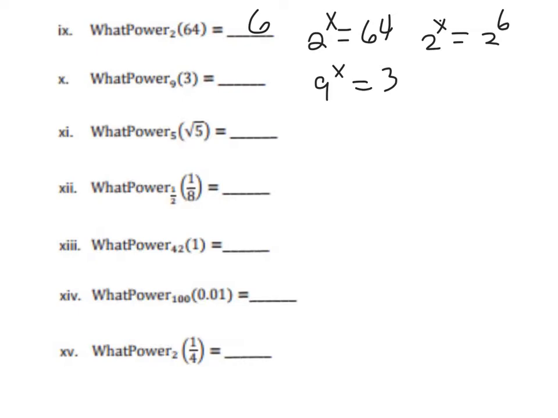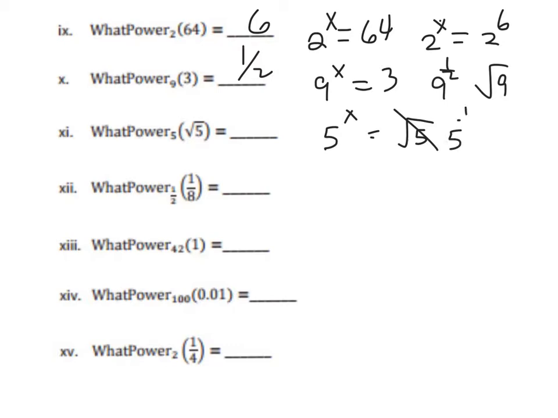You should recognize it then. It is this thing here. Take 9 and we go 1/2. So 9 to the 1/2 power means I take the square root of 9, which is 3. So that's 1/2. 5 to what power gives me the square root of 5? Well, remember, you can rewrite that as 5 to the 1/2. So there's your answer again: 1/2.